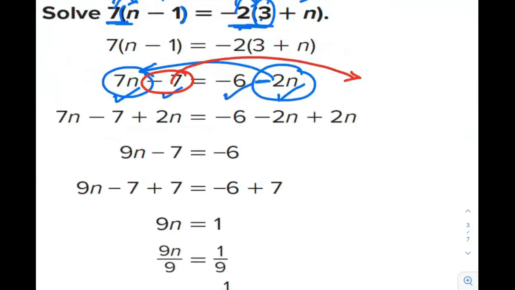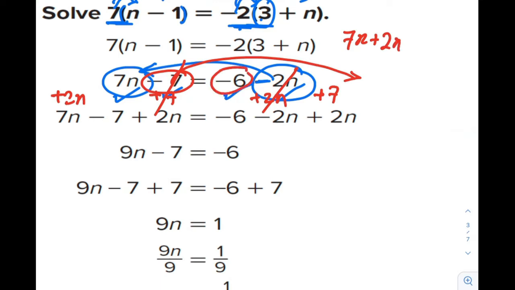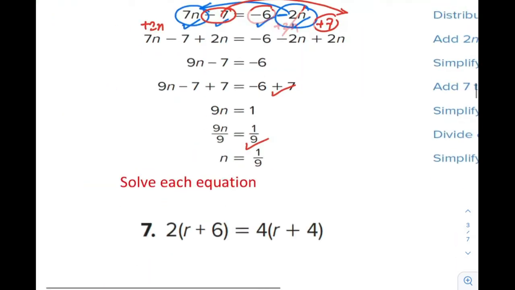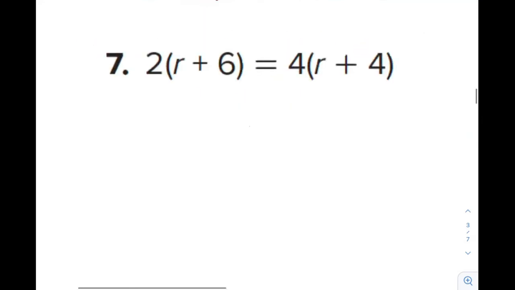So it is simply like we are adding 2n here, we are adding 7 there, so we got rid of that, we got rid of here, and we are adding 2n as well. We are adding 7 there. So in this case, we have 7n plus 2n. This is what remains. The other side for the numbers, negative 6 plus 7. And this is 1, this is 9n, and we are dividing to get the solution. Let's do one or more examples alone.